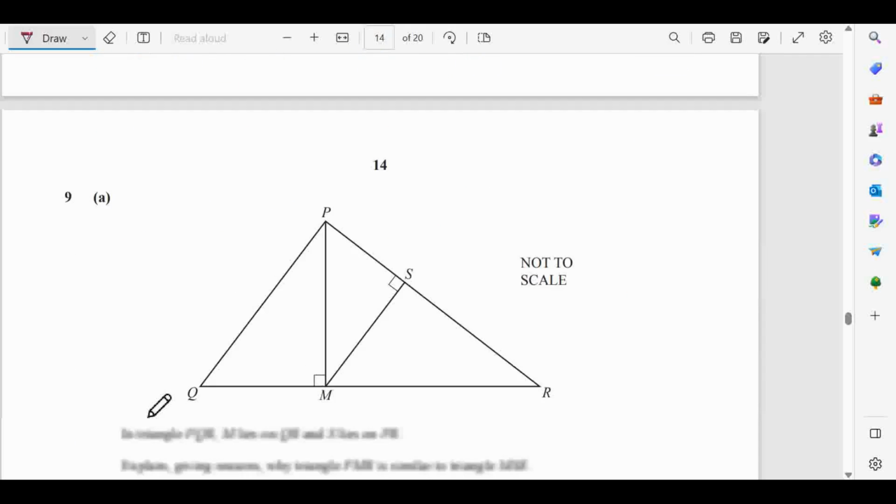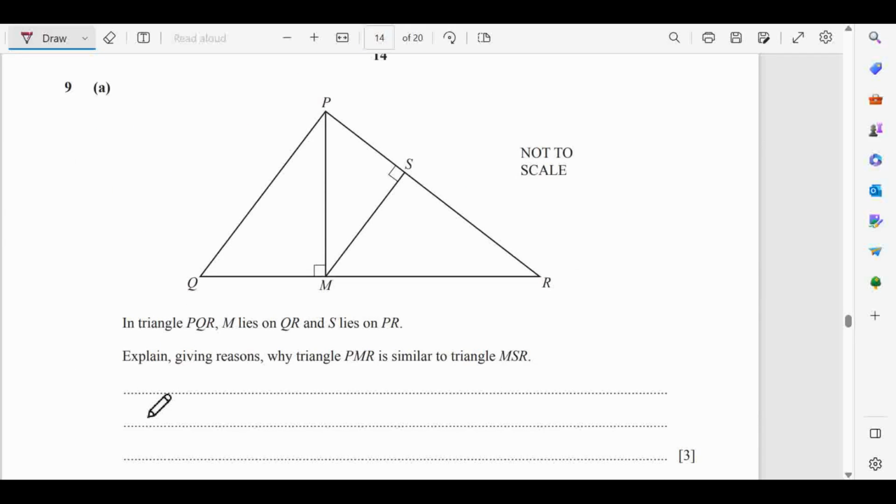Now let's move to the question number 9. Now in question number 9, in triangle PQR, M lies on QR and S lies on PR. Explain giving reasons why triangle PMR is similar to triangle MSR. Now PMR is similar to the triangle MSR. So we have to compare these two.